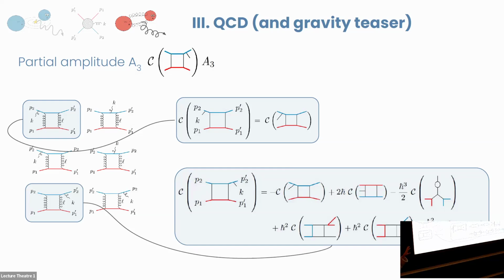So all of these are the graphs that contribute, because their color factors can be written in terms of this color factor that I showed, and that is this color factor. In this one, it's the same graph, so it's not so surprising. But for this one, for example, we had to expand these color factors into the basis that we chose.